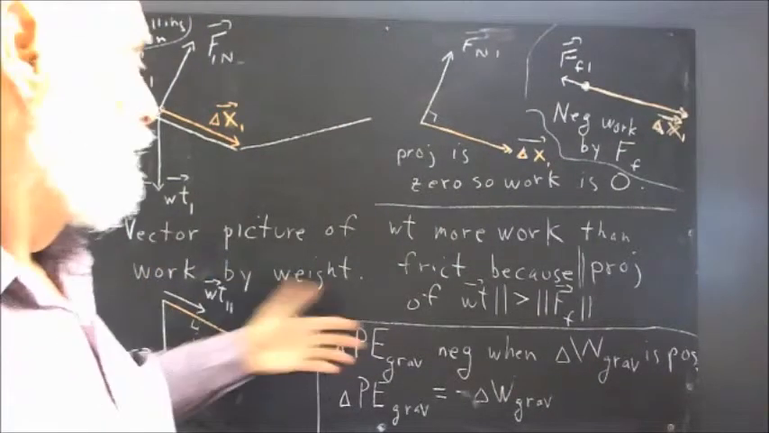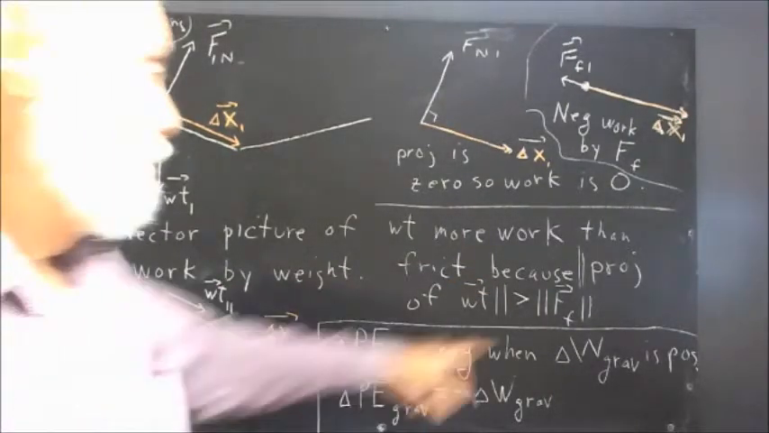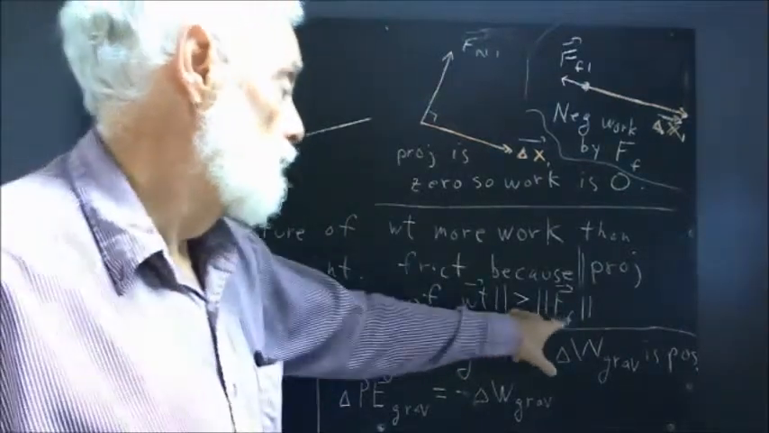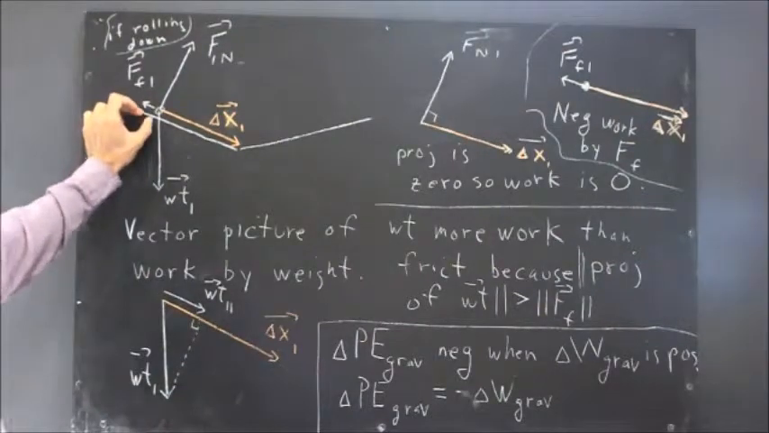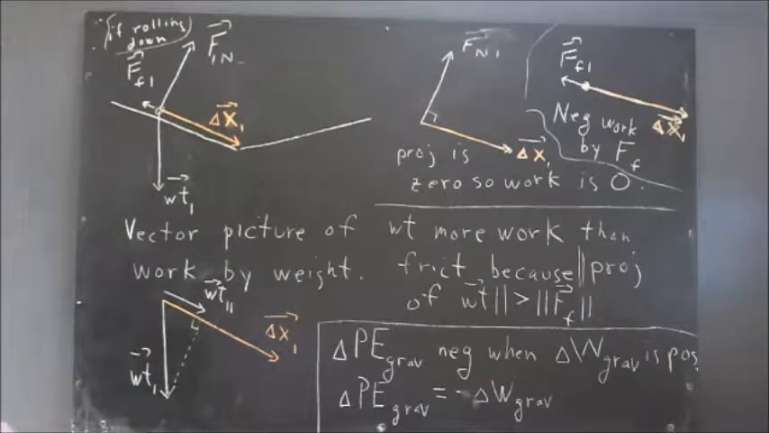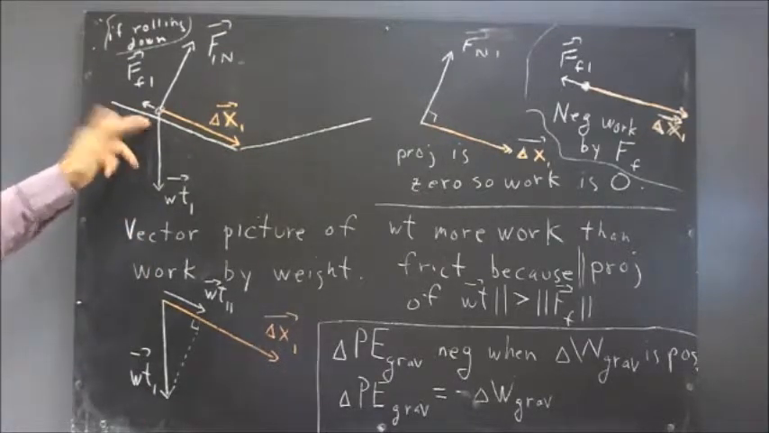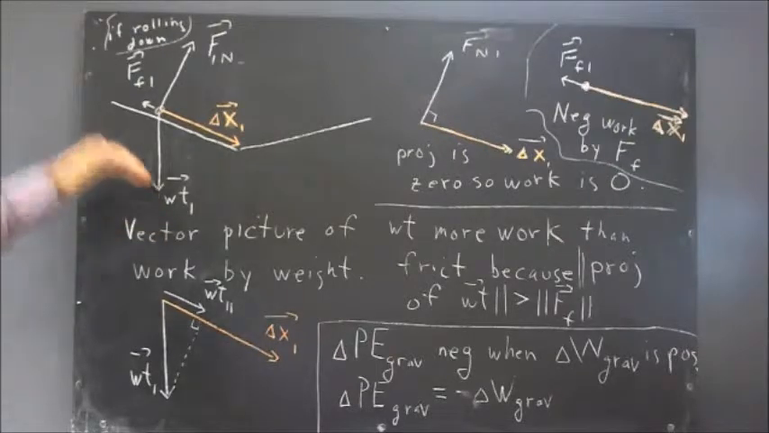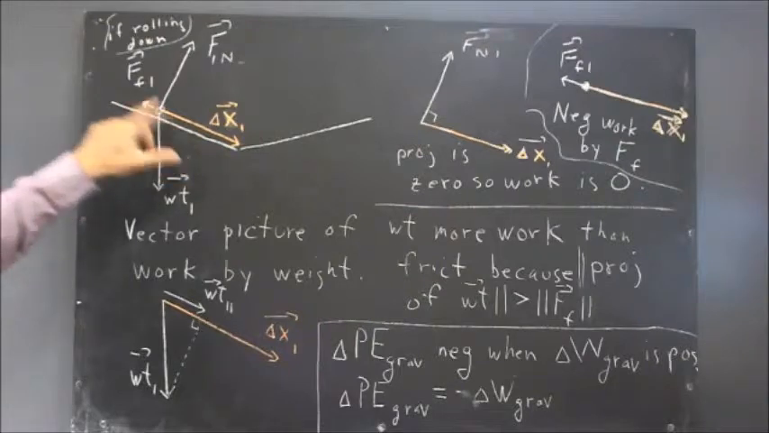In this case, the weight does more work than friction because the magnitude of the projection of the weight vector is greater than the frictional force vector. In other words, this projection is bigger than this, according to this picture. It's not necessary that this actually be the case. The frictional force vector could be bigger than the component of the weight vector, in which case if the ball was at rest, it would remain at rest. But if it was already in motion, it would continue to move, being slowed down by the net force.